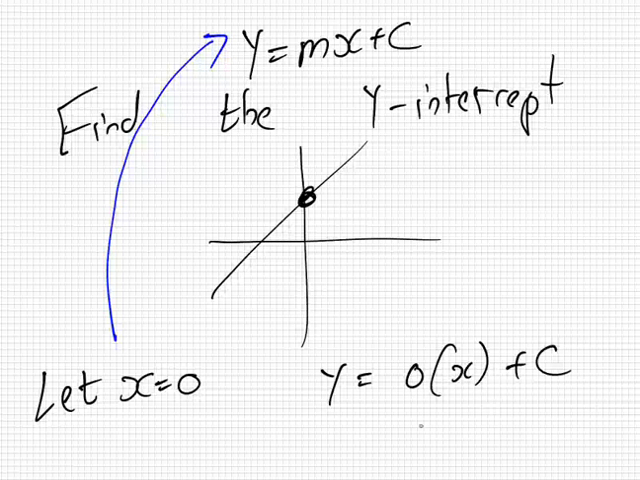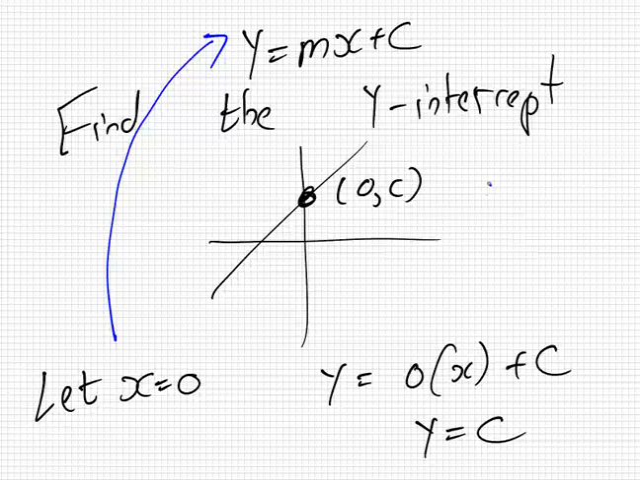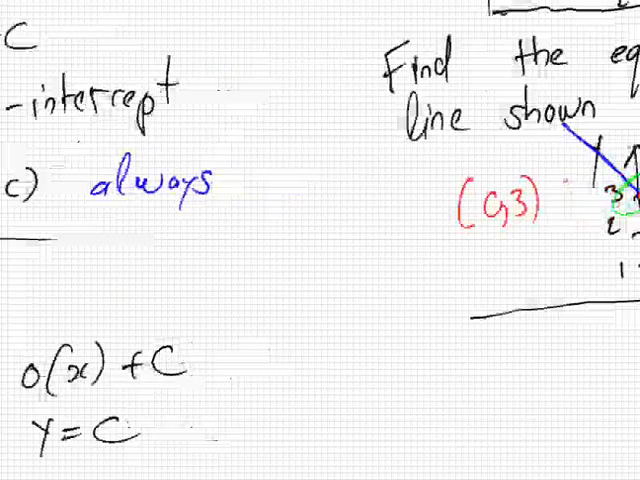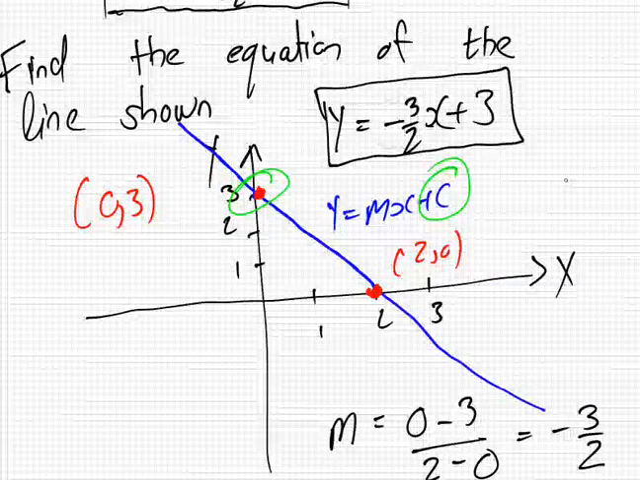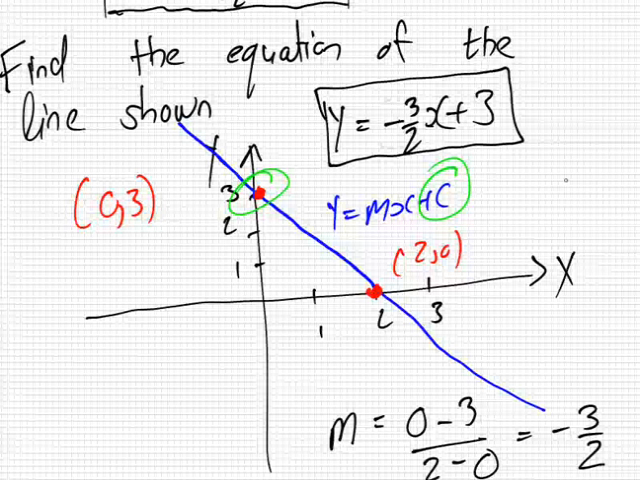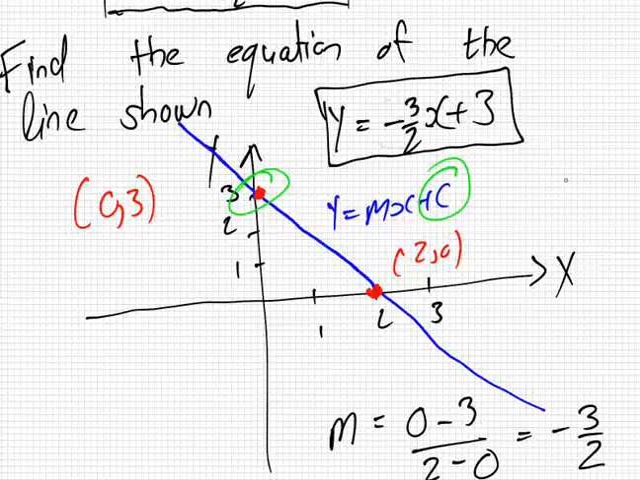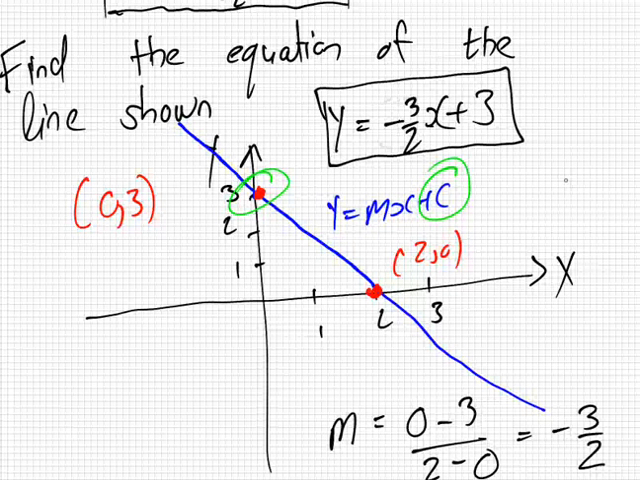Okay, so we want to find 2 points here. Usually the 2 points we like to find are the points where the line crosses the x and crosses the y. If we can find these points, then we can draw the line. But just before I do that, does anyone know what this point is called?